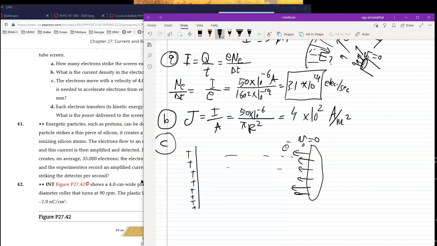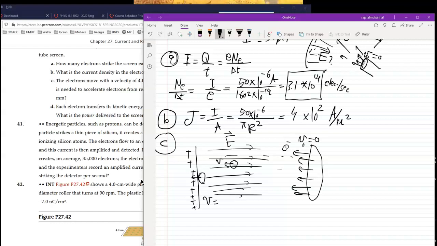So there is an electric field here, this way, if you will. The electron, I'll take one electron here, is moving like that. By the time it reaches here, the velocity of this electron is what's given to us, 4 times 10 to the 7. Now, he wants to know what is the intensity of the electric field.